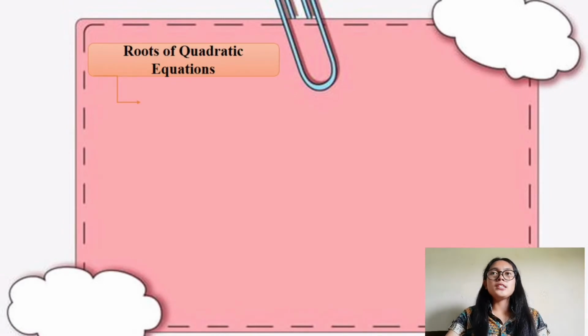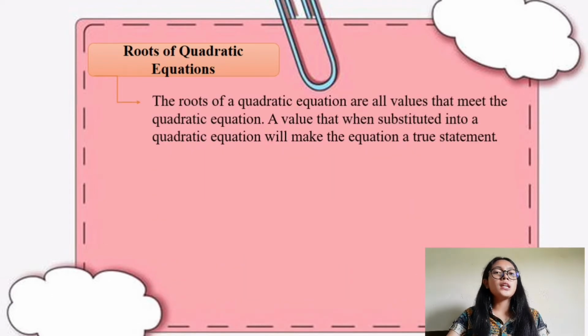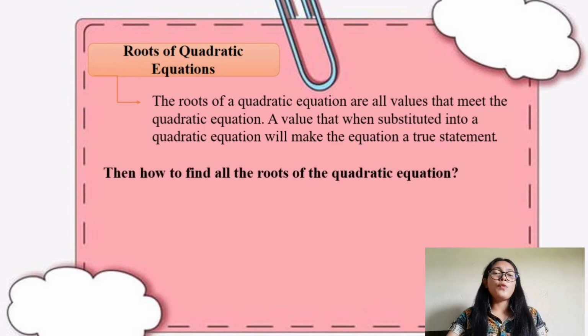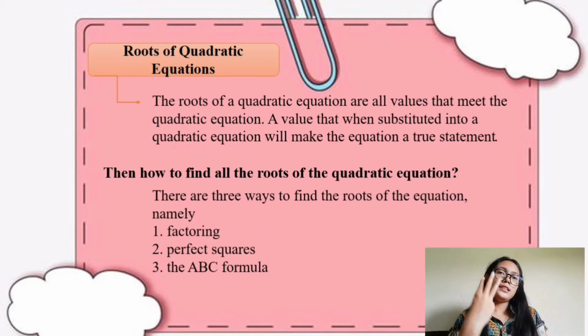The next topic is roots of quadratic equation. The roots of a quadratic equation are all values that meet the quadratic equation. A value, when substituted into a quadratic equation, will make the equation a true statement. Then, how to find all the roots of the quadratic equation? There are 3 ways to find the roots of the quadratic equation, namely 1. Factoring, 2. Perfect square, and 3. The ABC formula.